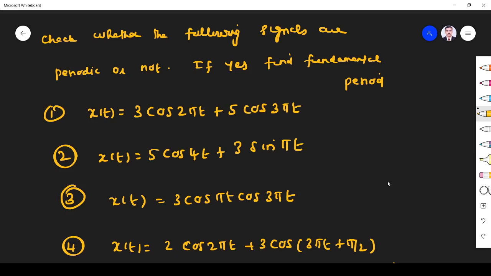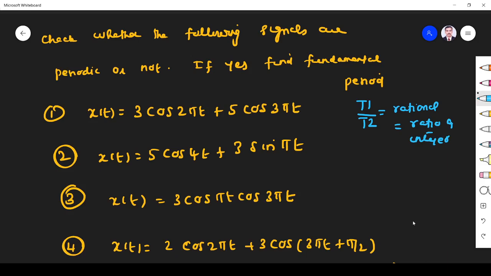A signal is composed of two different signals. How to check periodicity? The condition is we have to check the periodicity of the first signal and find the fundamental period T1, then check the periodicity of the second signal and find the fundamental period T2. If the ratio of these two periods is rational, that is equal to a ratio of integers, then this is a periodic signal. Otherwise, it is an aperiodic signal.